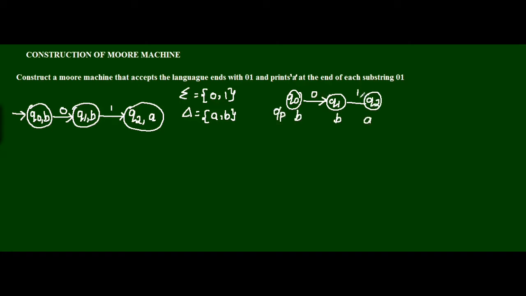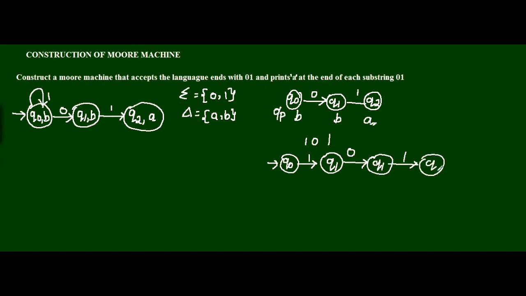Here the input string is 01. So whenever we get this sequence 01, it should print A. Let me take one more input string, 101. If input is 1, I cannot start here, so I am going to give one loop over here. So Q0, if input is 1, next state is Q1. If input is 0, next state is Q1. If input is 1, next state is Q2. And the output for Q0 is B, and for Q1 is B, and this Q2 is A. So in this input there is only one occurrence of 01, and we have got only one output A.